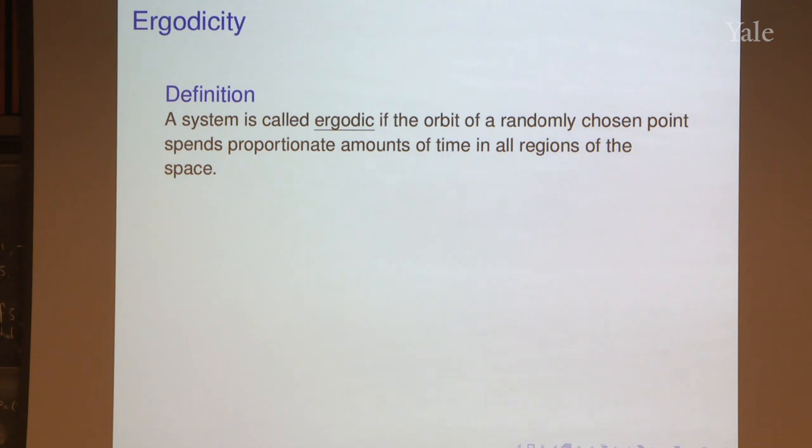So for the times 10 map, how could it possibly be ergodic if we've seen that every rational number doesn't go everywhere? Even some irrational numbers don't go everywhere. Does anybody have a guess as to whether this map is ergodic or not? The times 10 map, is this ergodic?